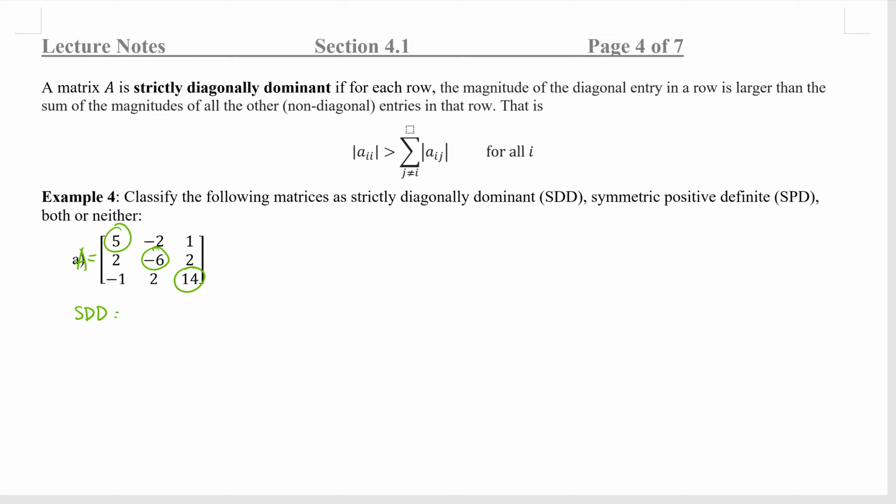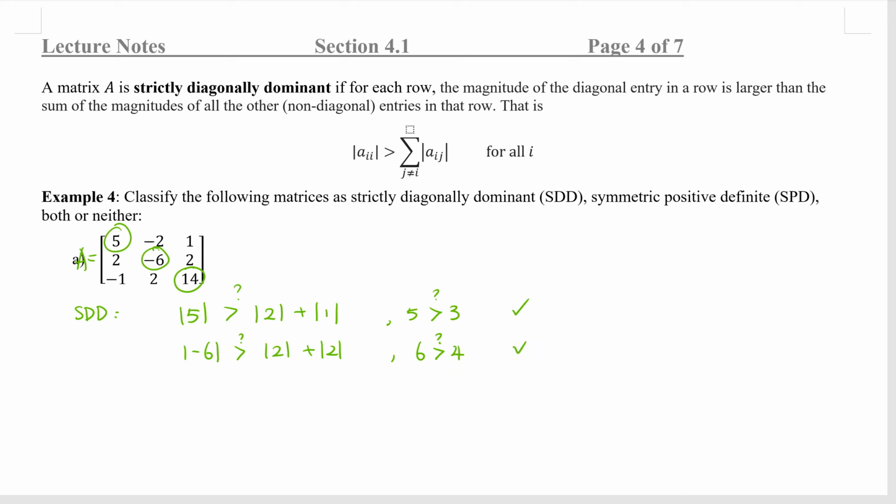Look at the first row. Is the absolute value of the diagonal element greater than the sum of the absolute values of the other elements? This is the same as asking, is 5 greater than 3? Yes. So this row is okay. Second row: is the absolute value of -6 greater than the sum of the absolute value of 2 plus the absolute value of 2? That's the same as asking, is 6 greater than 4?